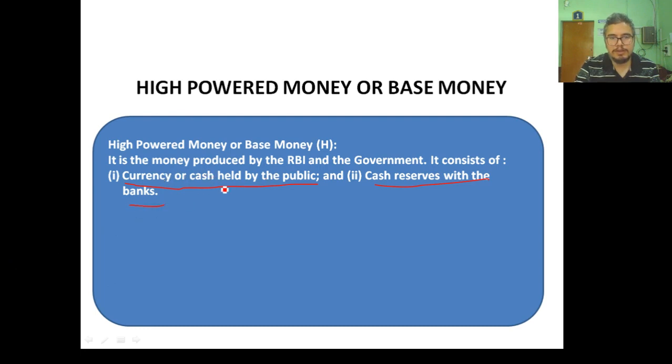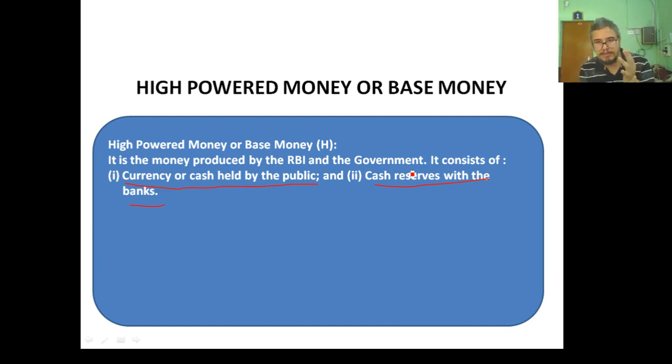Now this I don't think I need to explain again, because we have already discussed it time and again. Currency or cash held by the public simply means currency notes or coins which are with the public. Now we have to explain a bit about the cash reserves with banks. We'll discuss this in detail when we deal with the banking chapter, but let me just introduce what cash reserves with banks means.